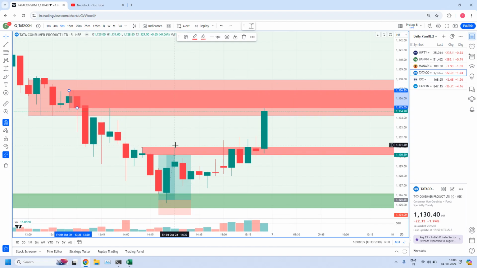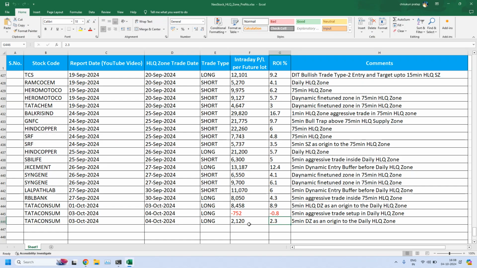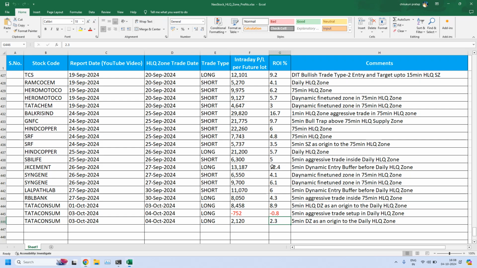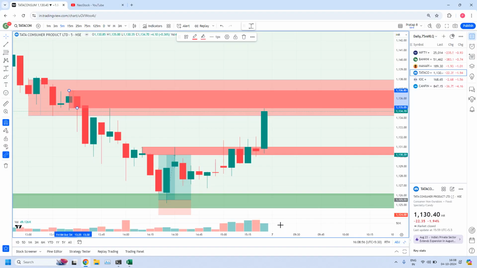Maybe otherwise you would have got another 2,000 rupees profit till here. Maybe you would have got 4,000 rupees profit. You might have got 4.6% ROI if you consider till the 15-minute zone. Because this is the last 1 hour of trading, obviously our ROI is reduced. But the high liquidity zone has given an opportunity.